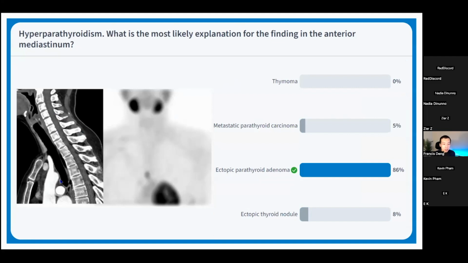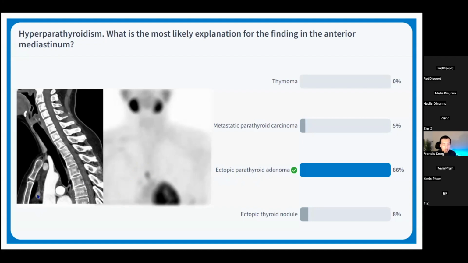We're on a sagittal image on an arterial phase of a CT neck, part of a 4D CT for parathyroid localization. And what was seen here in retrospect, it was missed initially, was an enhancing lesion in the anterior mediastinum. And this then on sestamibi SPECT correlated with the area of persistent uptake of sestamibi in the anterior mediastinum that is most consistent with parathyroid adenoma in an ectopic location.